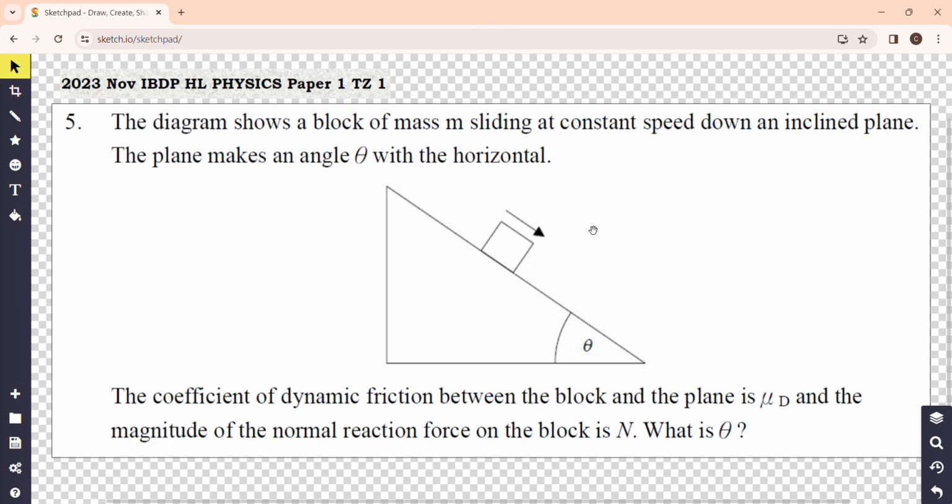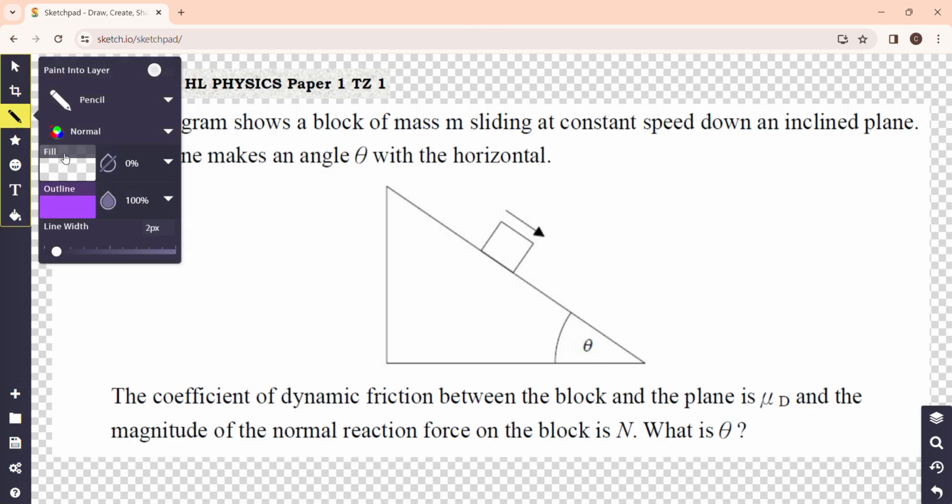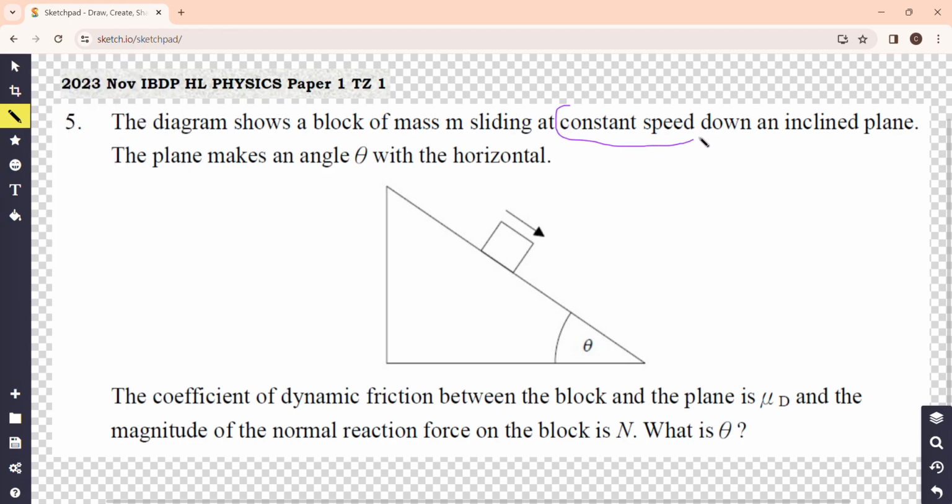Question number 5. This question is about sliding on an inclined plane. First, look at this thing, constant speed. It means the net force is 0. So we try to draw all the forces acting on the block.